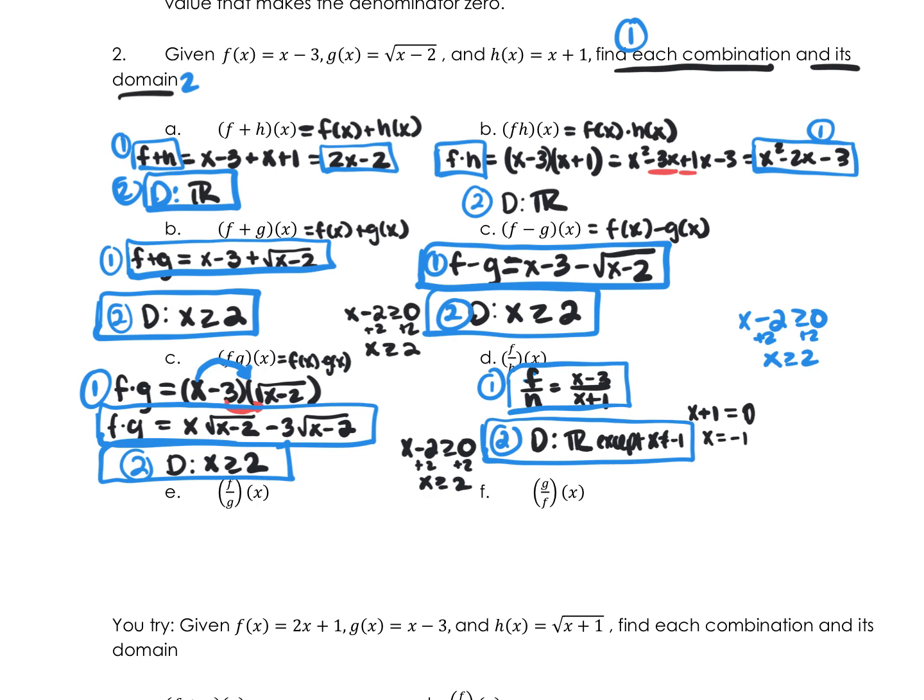Any questions on that one? Let's do a couple more quick division ones because these are pretty quick. So we're going to do F divided by G this time. So you'll have x minus 3 in the top. And what will we have in the bottom? Square root of x minus 2. Again, there's not really anything you can do there. So that's your answer for the combination.